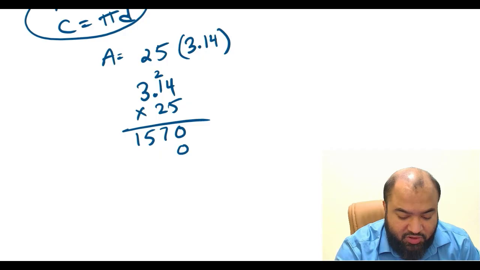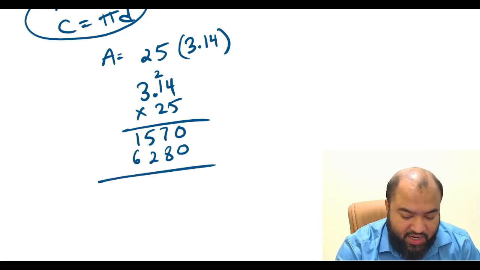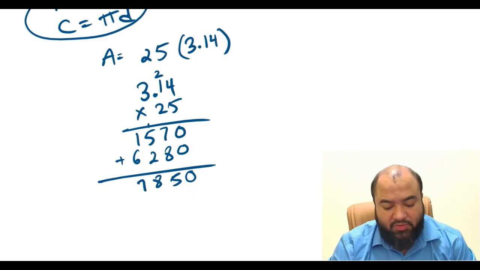I'm going to put a 0. 4 times 2, 8. 2 times 1, 2. 3 times 2, 6. Now add them. So that's 0, 15, 5. There's a carry on. 8 and 7. Okay, I hope I did it right.